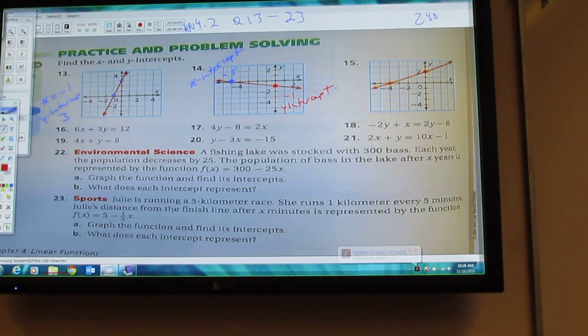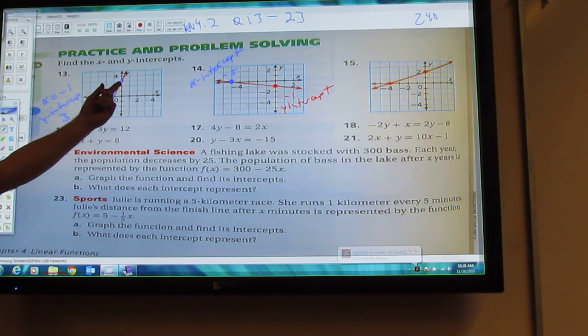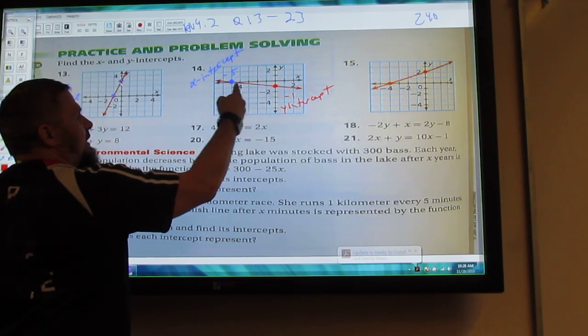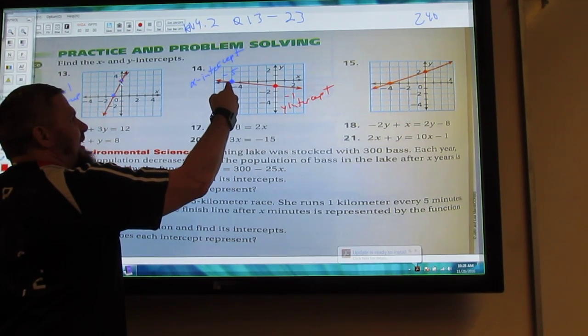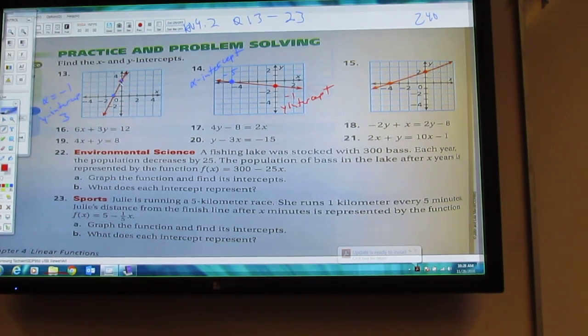Alright, let's start this over. Alright, number 13. The x-intercept is -1. The y-intercept is 3. Okay? On 14, the x-intercept is -5. The y-intercept is -1. Okay?